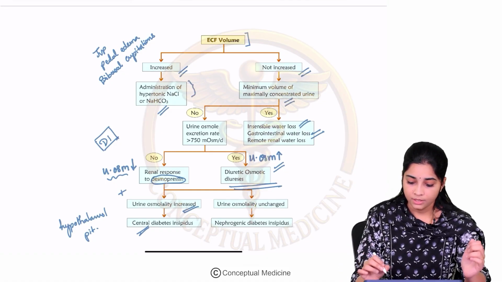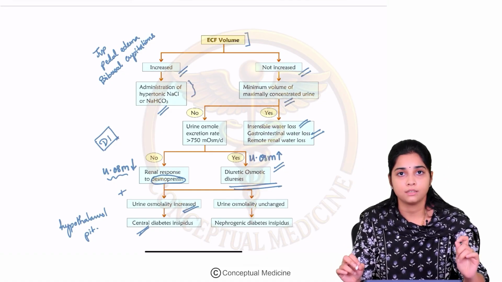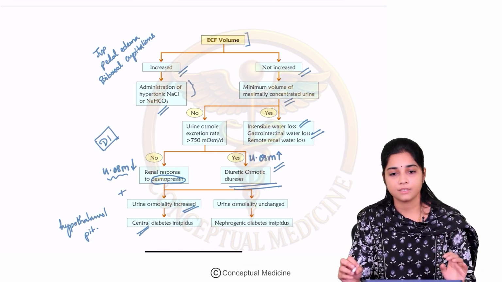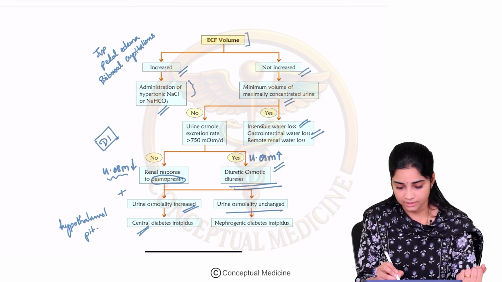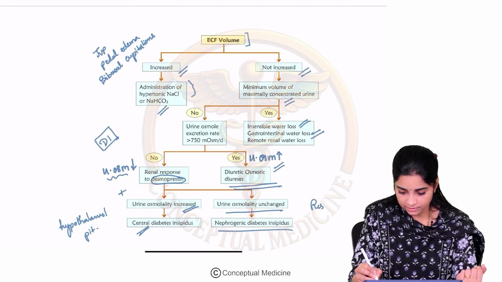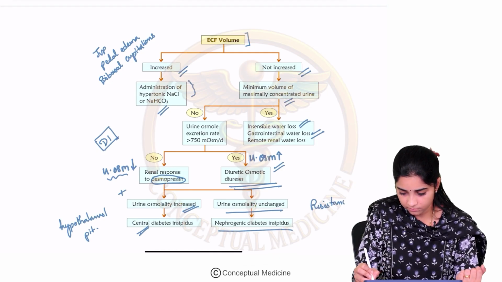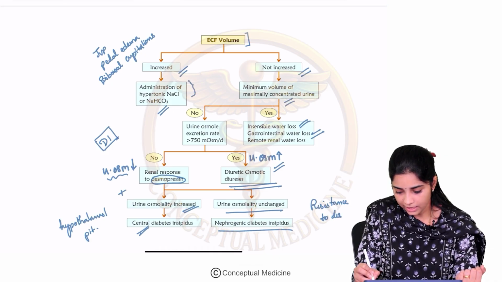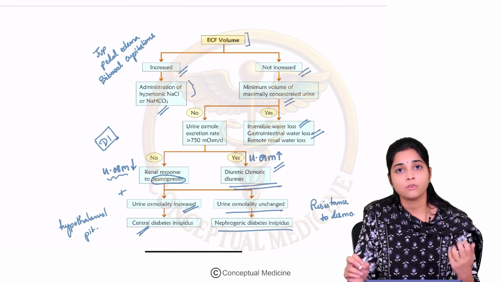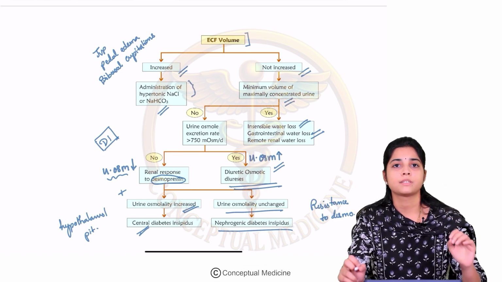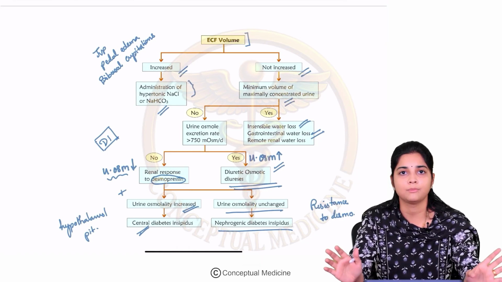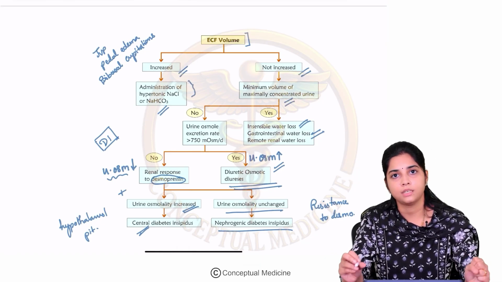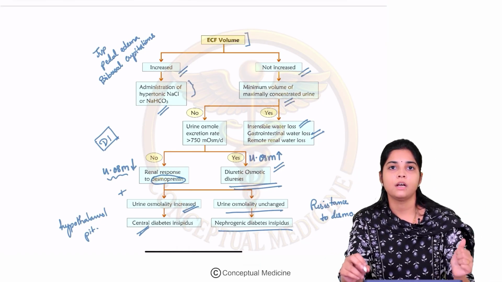Okay. Now, in your response to desmopressin, you give desmopressin, what are you expecting? The urine osmolality should increase, but it has not increased. That means there is a resistance to the action of desmopressin, because of a problem with the vasopressin or desmopressin receptors. So this is your nephrogenic DI. Okay.